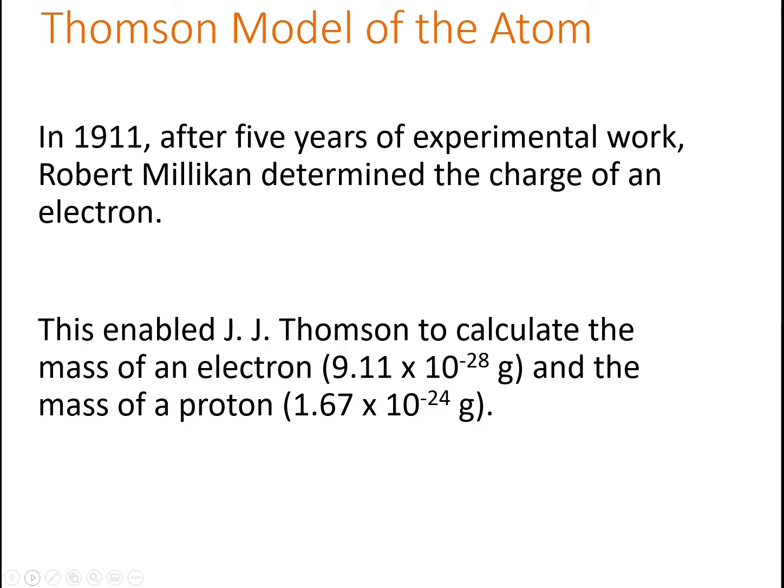A few years after that, another person, Robert Millikan, whose last name you should know at the very least, determined the charge of an electron. So Thomson discovered the charge to mass ratio, and then someone else was able to build on that work to determine the charge of an electron. And then Thomson said, great, I can take that and calculate the mass of an electron. He also calculated the mass of a proton.